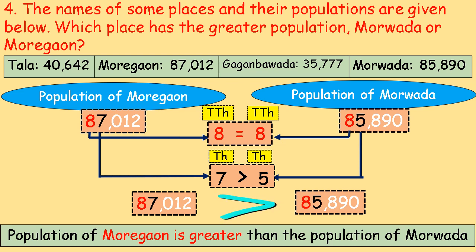Now we have to look at the thousands digit to determine the smaller and a bigger number. Here in the population of Morgaon, the digit in thousands place is 7, and in the population of Morwada, the digit in thousands place is 5. 7 is greater than 5. Therefore, the population of Morgaon is greater than the population of Morwada.